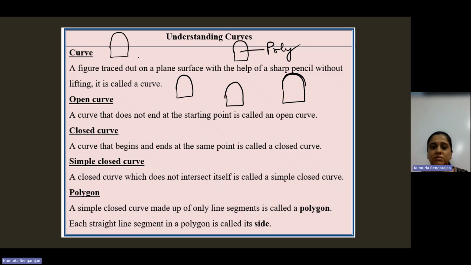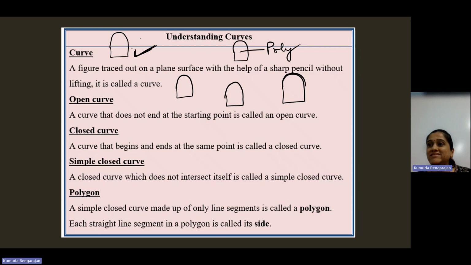You can quickly do it from the beginning. Is it a curve? Yes, because you can draw it without lifting. Then is it simple? Yes, because it doesn't intersect itself. Is it closed? Yes, because the starting point is equal to the ending point. Check all the three terms. Is it a curve? Is it a closed curve? Is it a simple closed curve? Yes, for all the three, it is yes. It is a curve, it's a closed curve, it's a simple closed curve.